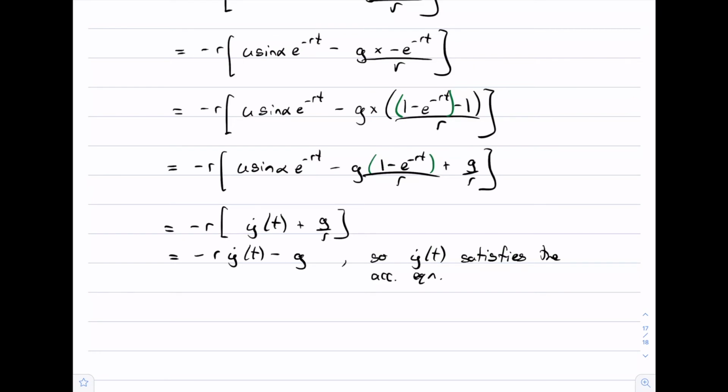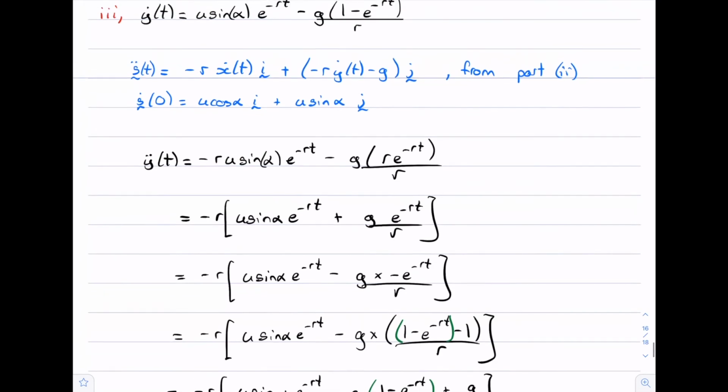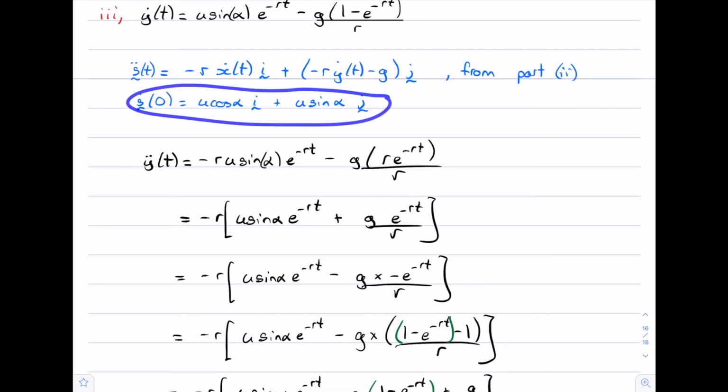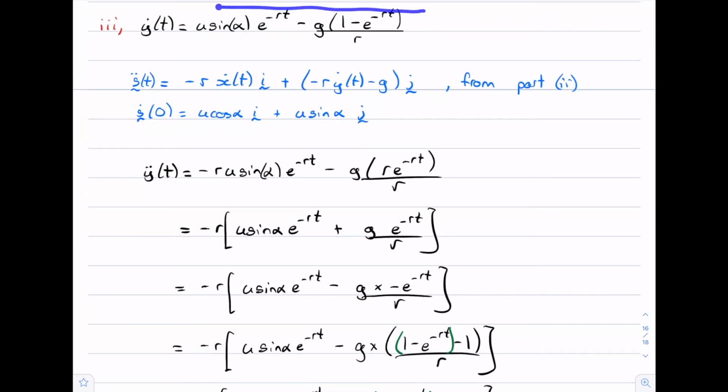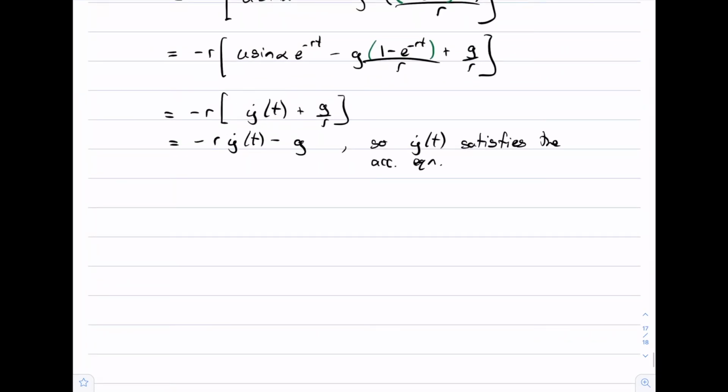Good. Now we also need to show that it satisfies the initial conditions, which is not too hard. We just have to substitute t equal to 0 in here. So when we do that, this term here will become 1. This term will become 1, and we'll have 1 minus 1, which becomes 0. So this entire term here becomes 0. And then we have u sine alpha times 1 minus 0, which is u sine alpha, which is exactly what we have here. Now I'll quickly just do that a bit more formally.